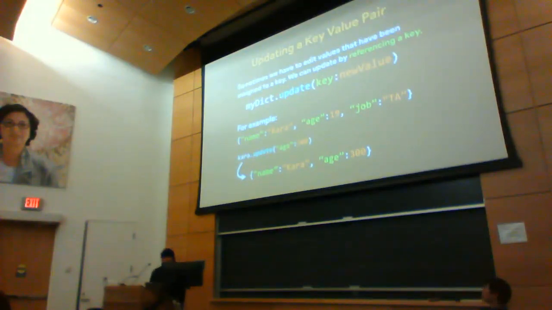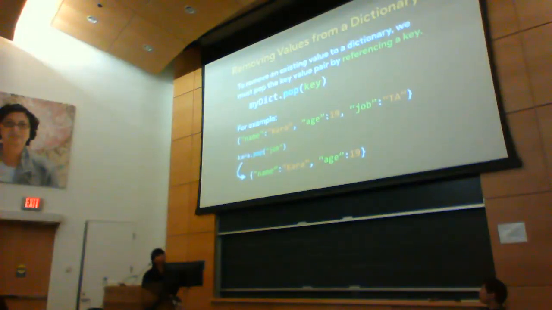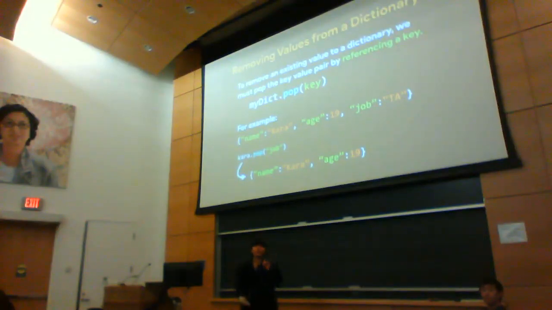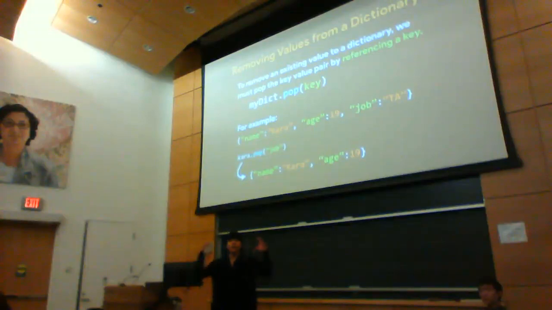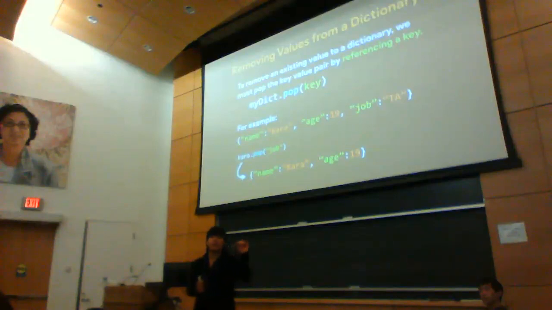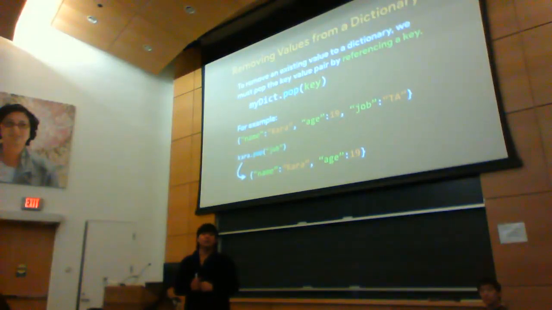All right, so we can also update key value pairs. If you pop the key, you drop the value as well. So for pop, you reference it by a key. You're saying, I want to pop the key value pair with the key job, but it takes out the entire key value pair. Because remember, like I said earlier, you can't have just the value with no key. So when you pop the key, it takes out the entire key value pair. It has to be a key.